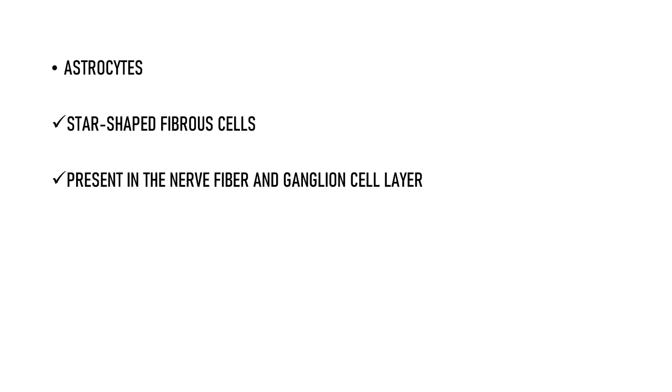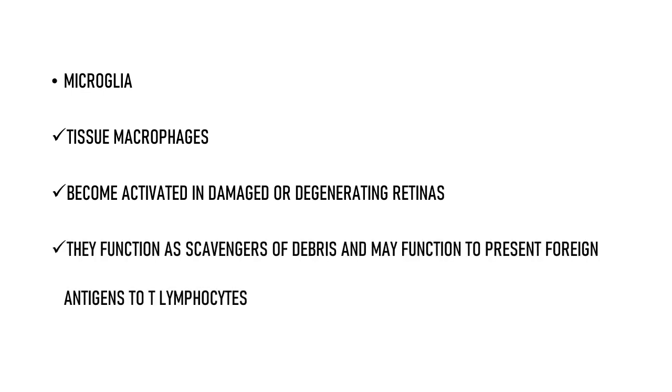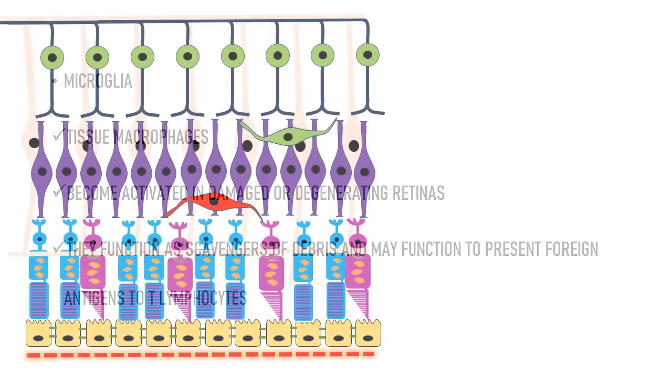Other glial cells are astrocytes, which are star-shaped fibrous cells. They are usually present in the nerve fiber and the ganglion cell layer. Retinal astrocytes have processes which insulate retinal vessels and axons. And the third type of glial cells are microglia, which are tissue macrophages. The microglia become activated in damaged or degenerating retinas, where they function as scavengers of debris and may also function to present foreign antigens to T lymphocytes.